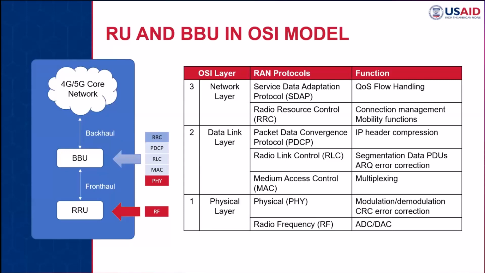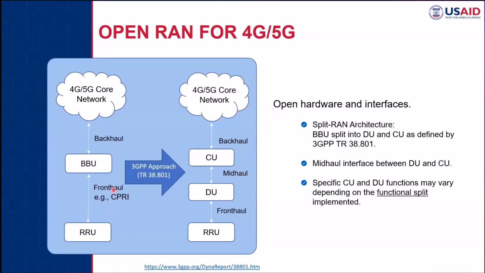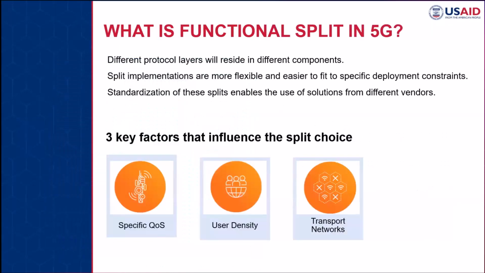So those are the splitting of the functionalities. If you check the 3GPP approach, how they divide it, the BBU is divided into two: the CU and the DU, and the RU is still the same, but the functionality or the protocols were also separated. So what is a functional split in 5G? Why is it important? What are the three factors that influence the split choice?